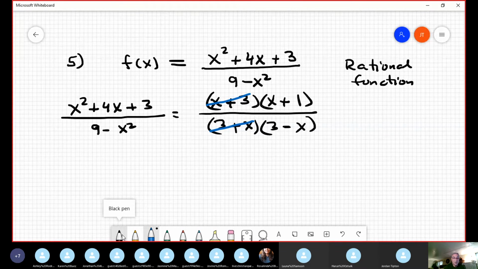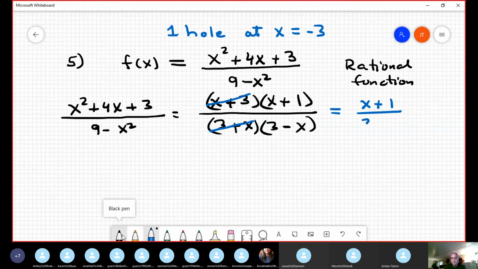So basically, we discovered that we have one hole in my graph. It is at x equals -3. There's 0 here. -3 plus 3 is 0. 0 divided by 0, undefined. And my new expression is x plus 1 divided by 3 minus x. This is equivalent to the original. It's easier than the original, but it's not 100% equivalent. It's equivalent except at a hole, which is -3.